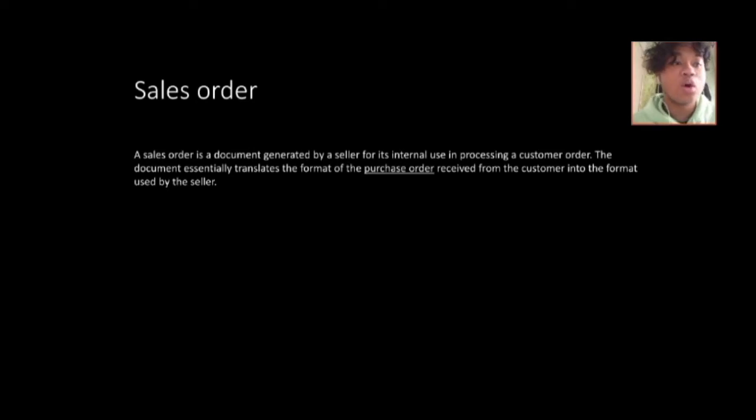Sales order. A sales order is a document generated by a seller for its internal use in processing a customer order. The document initially translates the format of the purchase order received from the customer into the format used by the seller. Okay, so next.